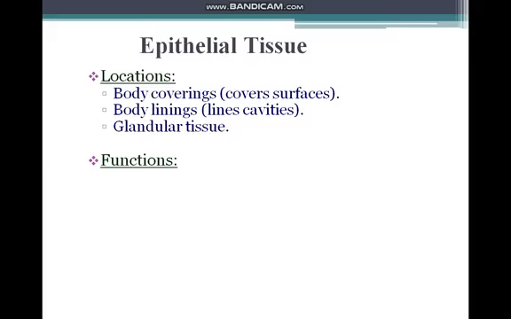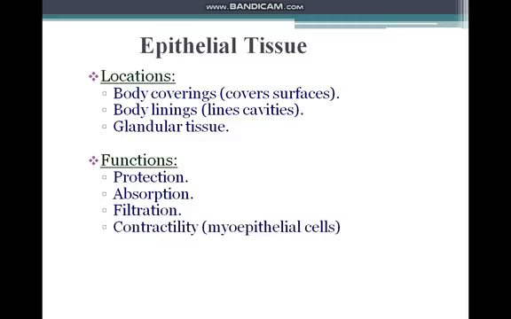Their functions are diverse according to their location, including protection, such as in the covering epithelium, absorption, as in lining epithelium, and filtration functions, such as in barrier systems like the blood-brain barrier and the blood-respiratory barrier. There is also contractility, which is a function of a specific type of epithelial cells called myoepithelial cells, and secretion, which is specific for glandular epithelium.